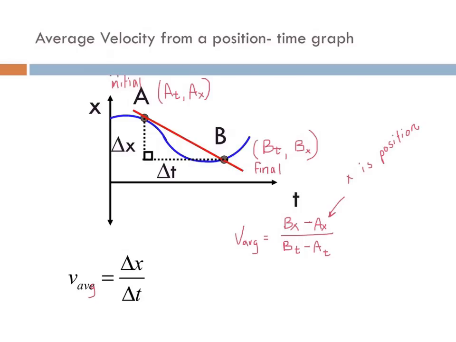So to give you a slightly better visual, I went ahead and labeled these 2 points. Point A has the coordinates time at A and position at A, and B's coordinates are the time at B and the position at B. Again, I know that B is our final because it comes later in time, and I know that A is initial because it comes earlier in time. So if I want to solve for the average, I would do the position at B minus the position at A divided by the time at B minus the time at A.